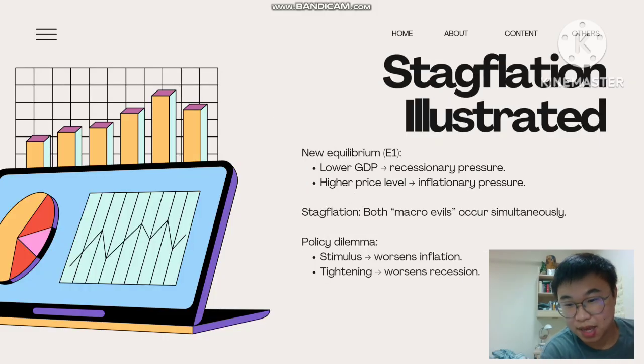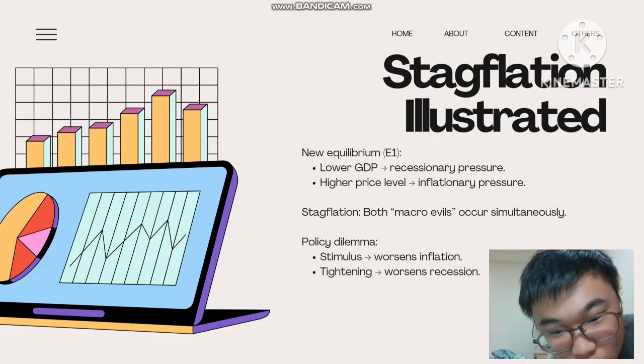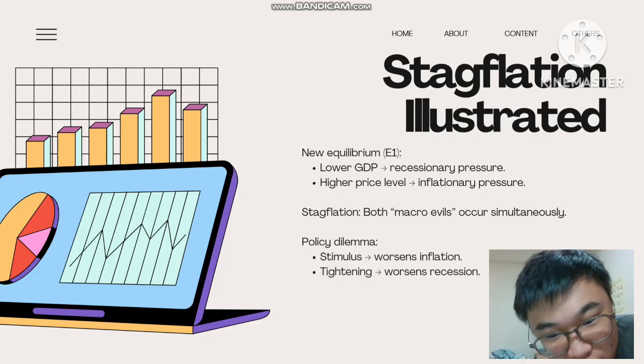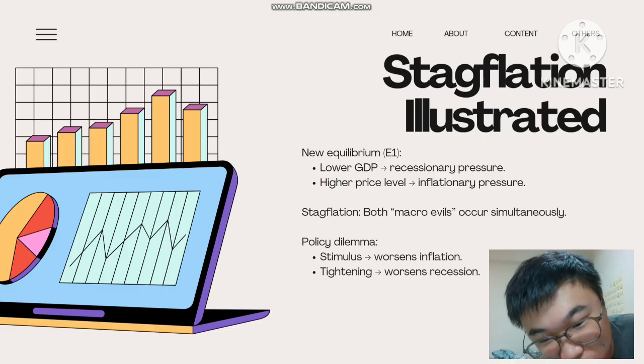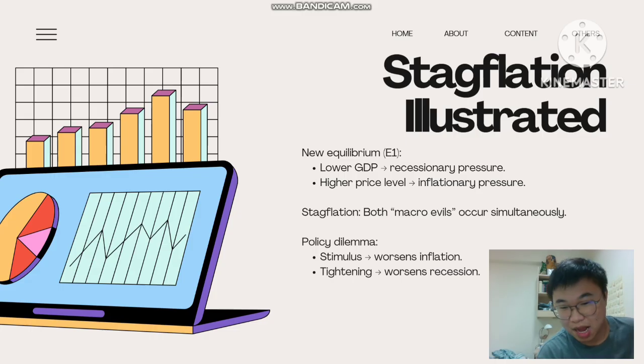Okay, stagflation is illustrated as a new equilibrium. There will be lower GDP, which leads to recessionary pressure, and a higher price level, which leads to inflationary pressure. Both macro evils occur simultaneously. And there's a policy dilemma also. If the government chooses a stimulus, it will worsen the inflation. But if it tightens, it will worsen the recession.